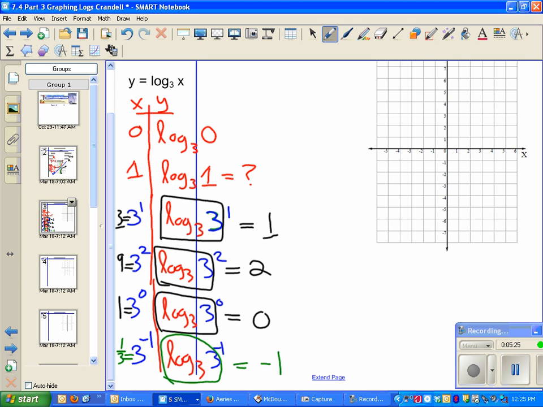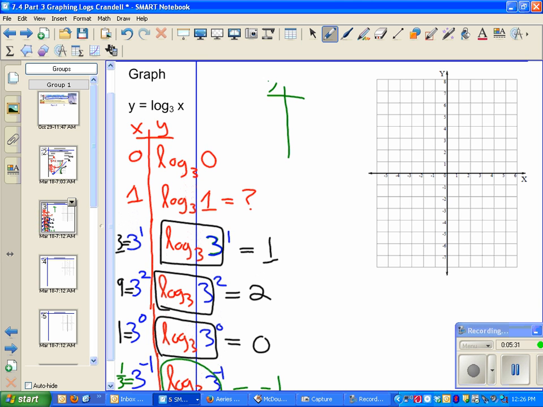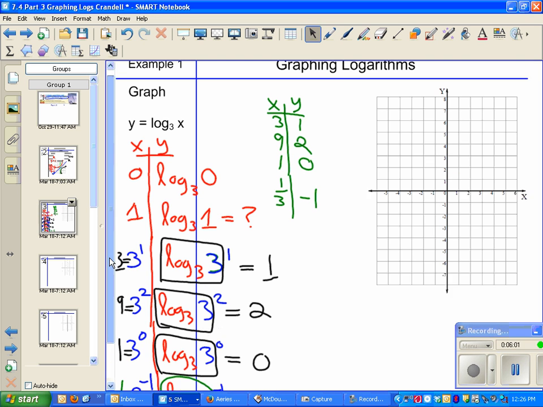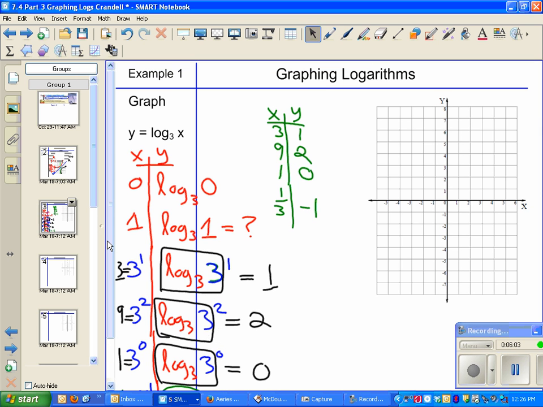All right, so now we have some points to use. I'll rewrite them up here. We have 3, comma 1, 3 squared, so that would be 9 and positive 2. 3 to the 0 is 1, and then y would be equal to 0. And then we have 1/3 and negative 1. So if we had log base 3, we want to use 3 to some power. If we had log base 4, what base would we use for the x? You said 4, good job. All right, so back to this one. Let's graph it. Let's see, we have 3, comma 1.